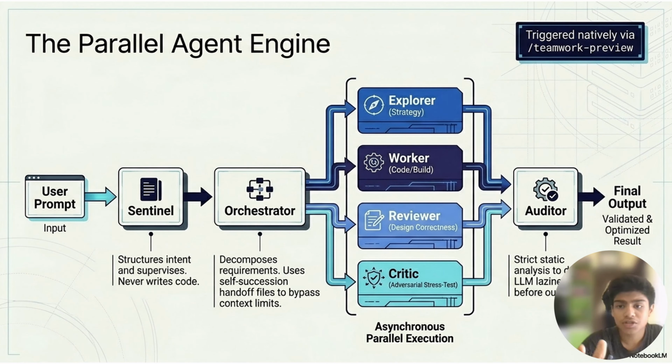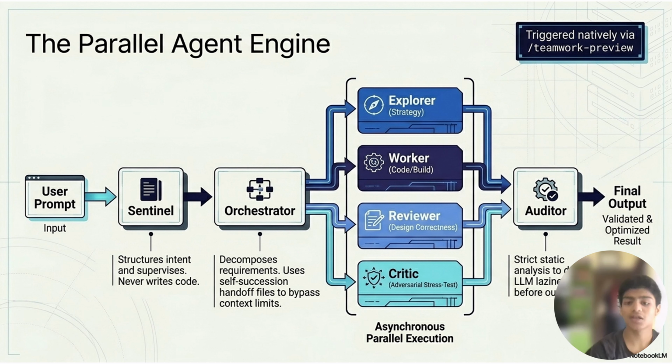Now, how this whole thing works. If we talk about the user prompt, the user gives the prompt as an input. Now, the Sentinel supervises the prompt that you have given, but it never writes the code or takes action. While the orchestrator decomposes the requirements, it breaks down the requirements that are there, and it uses self-succession and handoff files to bypass the context limit. And this again further divides into sub units, the sub agents that were there.